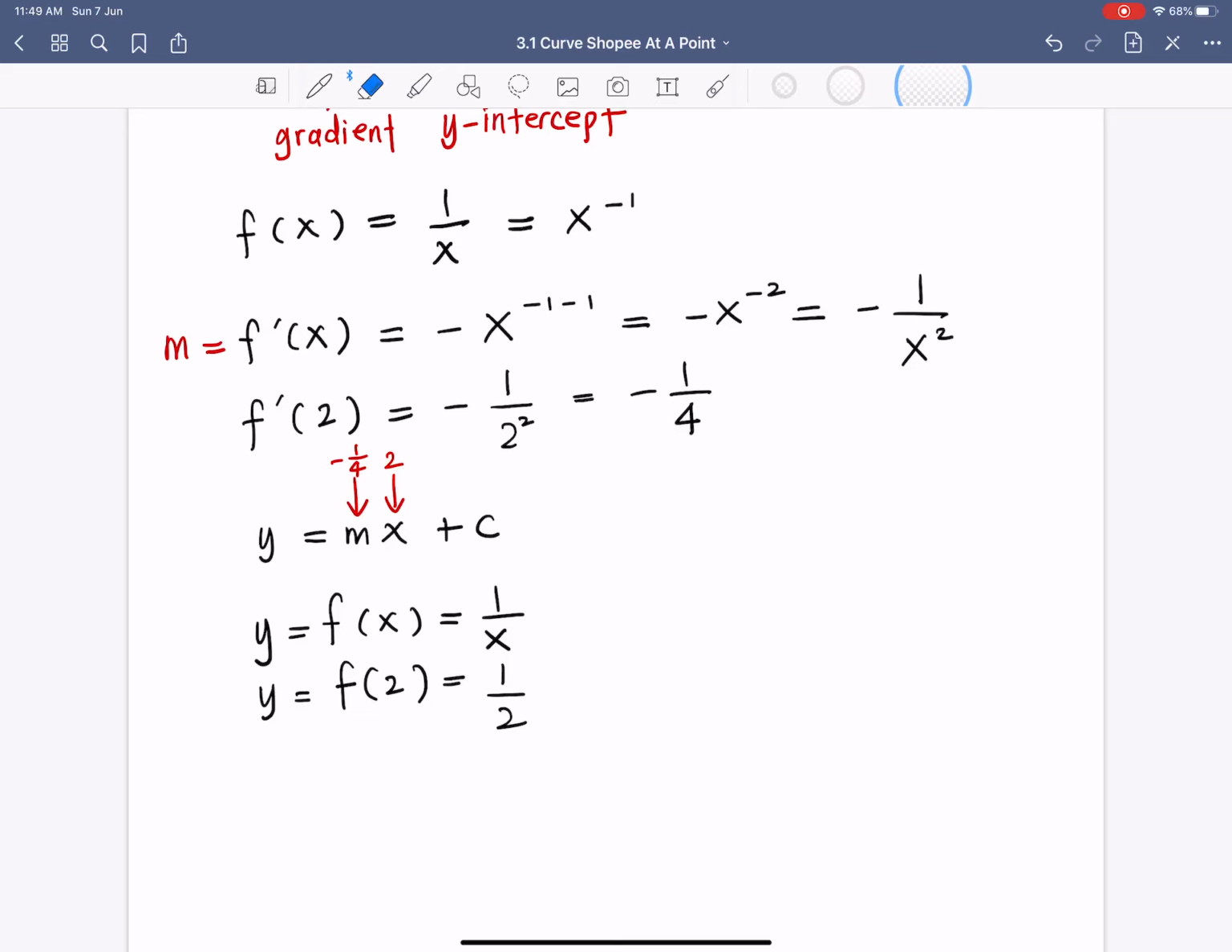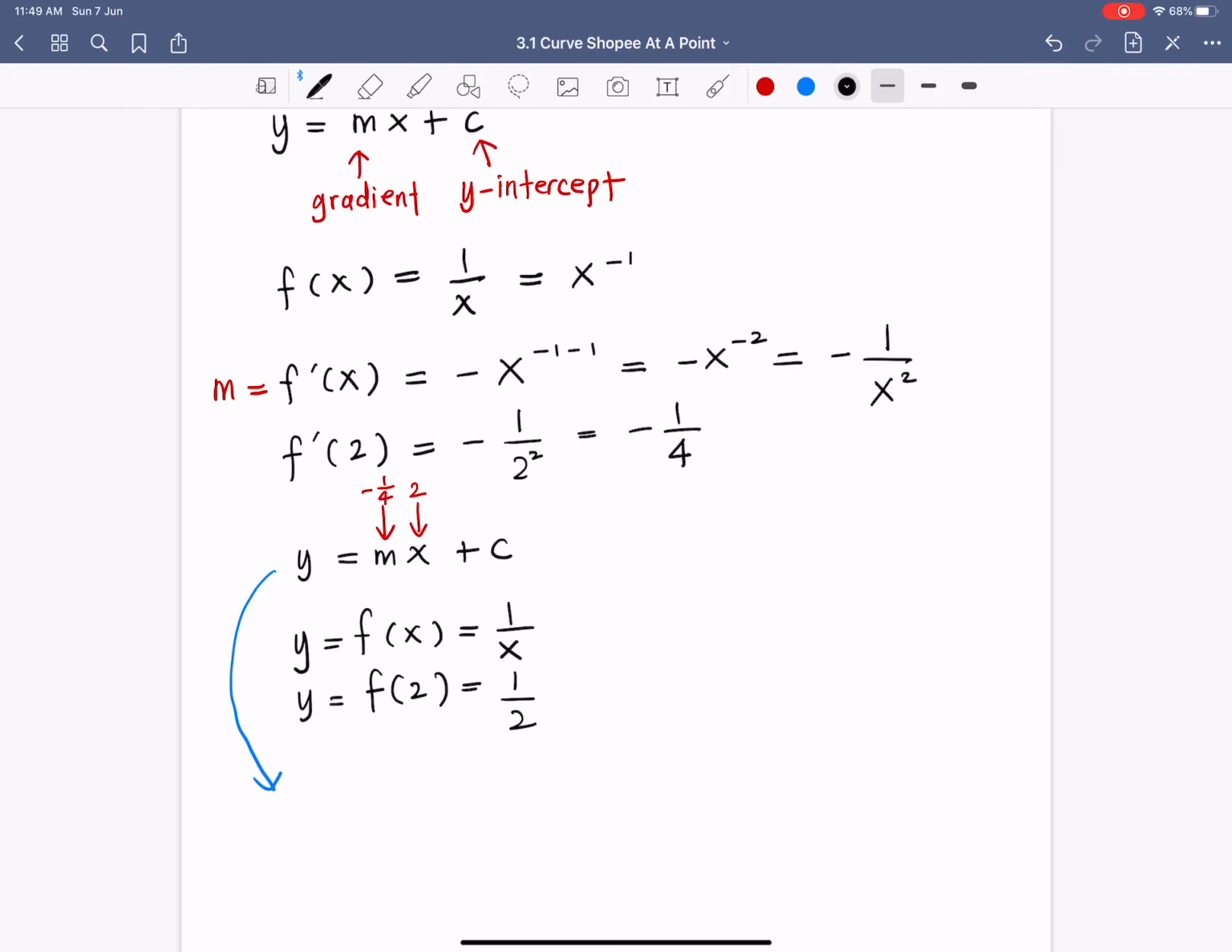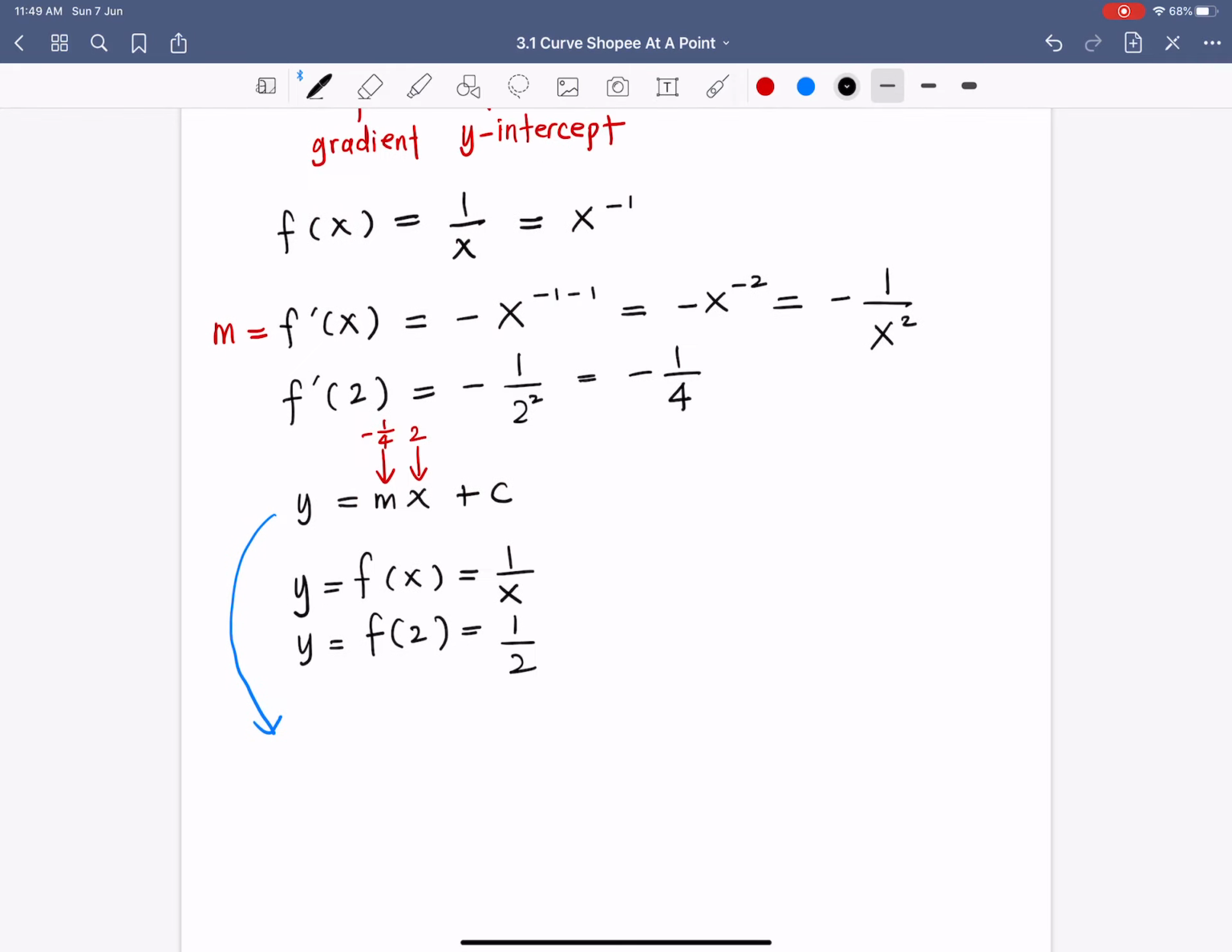So from here, we have y is 1 over 2, m is equal to negative 1 over 4, and x is 2, therefore we can find c, where c equals 1 over 2 plus 1 over 2 equals 1.